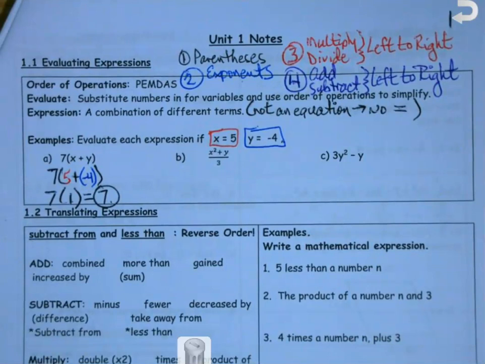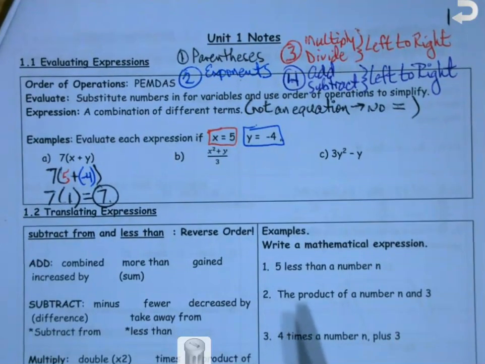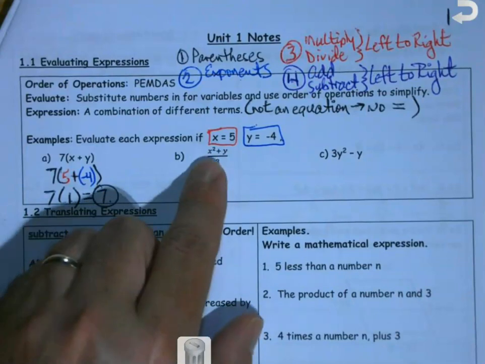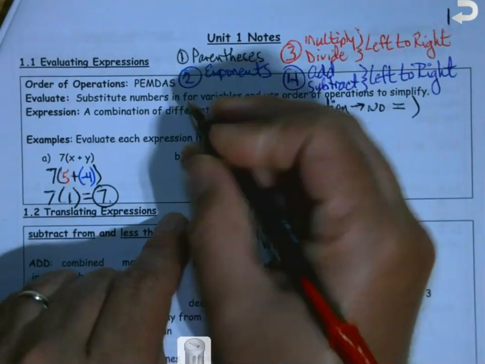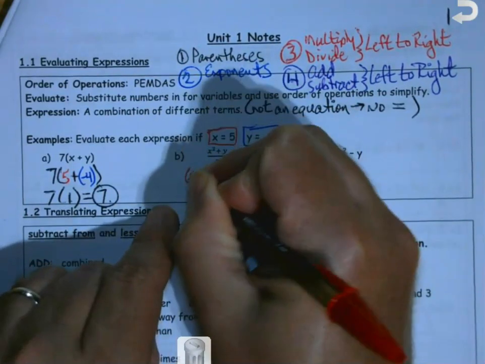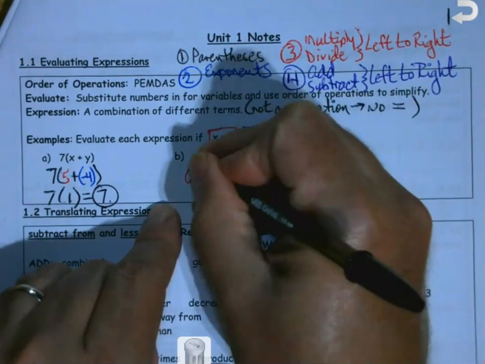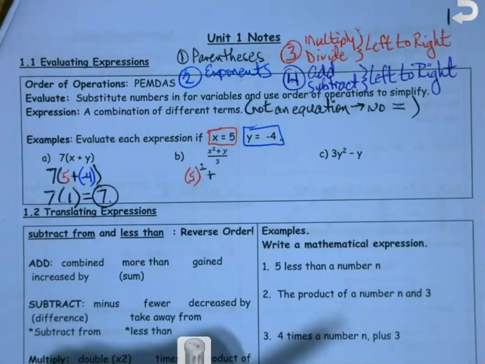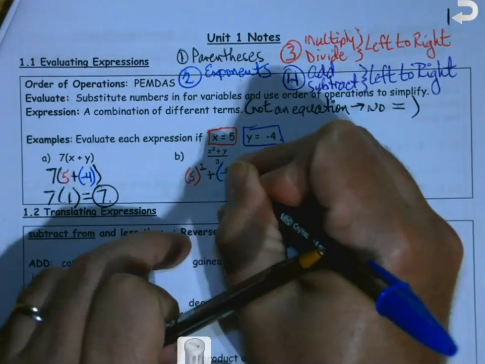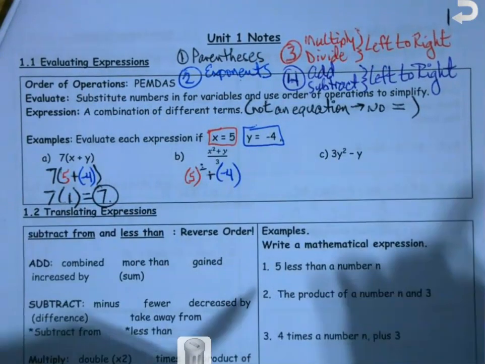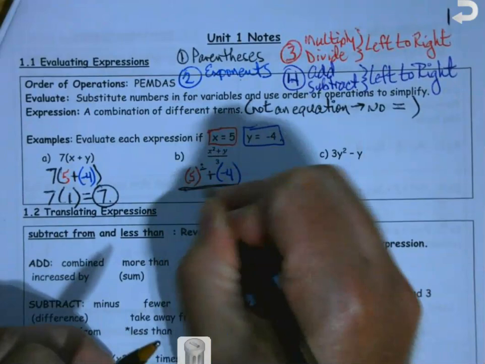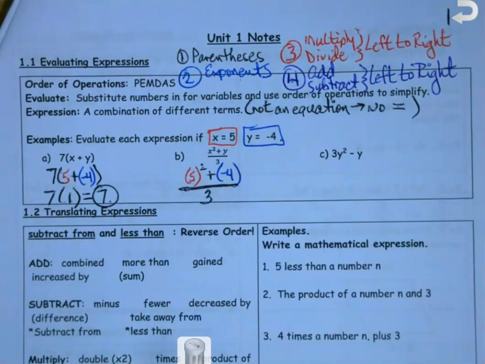Okay. Next part here. And this is a place where you can get burned by the calculator if you're not careful. Let me explain. So we've got x squared, so 5 squared plus -4 divided by 3.